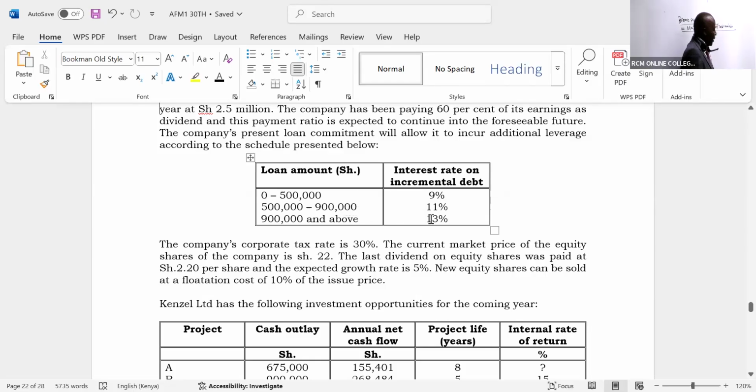So I will write. We have here 0 to 500,000. Then we have 500,000 to 900,000. And then 900,000 to what they are calling what here? Above.